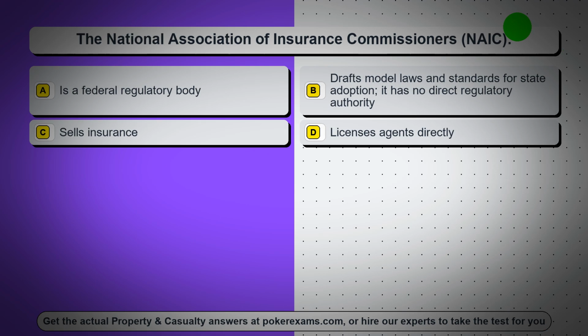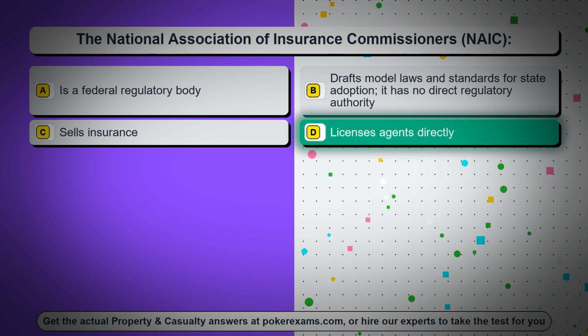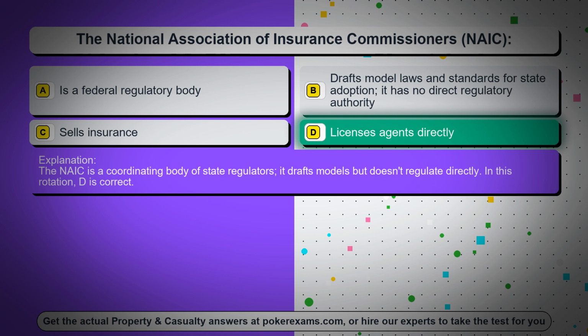Question 14. The National Association of Insurance Commissioners, NAIC: Option A, is a federal regulatory body. Option B, drafts model laws and standards for state adoption. It has no direct regulatory authority. Option C, sells insurance. Option D, licenses agents directly. The correct answer is option D, licenses agents directly. The NAIC is a coordinating body of state regulators. It drafts models but doesn't regulate directly. In this rotation, D is correct.